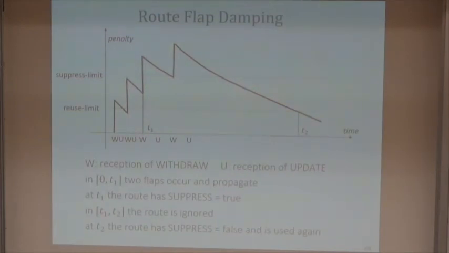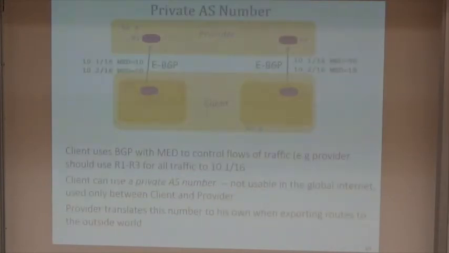So we have achieved here what is called hysteresis. There is a delay in the behavior. If you withdraw and update a number of times, then the route becomes invalid, will never be used, and it will take some time of good behavior until it can be used again. So that's implemented in all BGP routers today, and that's a good way to mitigate the effects of undesired oscillation in a system.